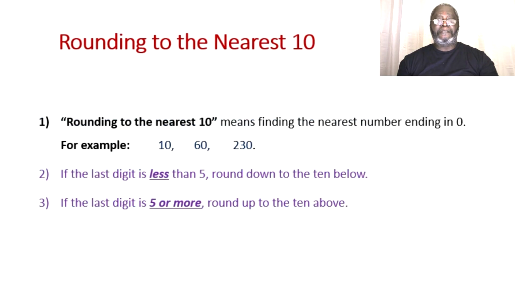Rounding to the nearest 10. Rounding to the nearest 10 means finding the nearest number ending in 0, just one 0. For example, the nearest number ending in 10, ending in 60 or 230. If the last digit is less than 5, again, you round down to the 10 below. So if the last digit is 4, you round down. If it is 2, you round down. If the last digit is 5 or more, then you round up to the 10 above. So if it is 5, you round up. If it is 6, you round up, and so on.